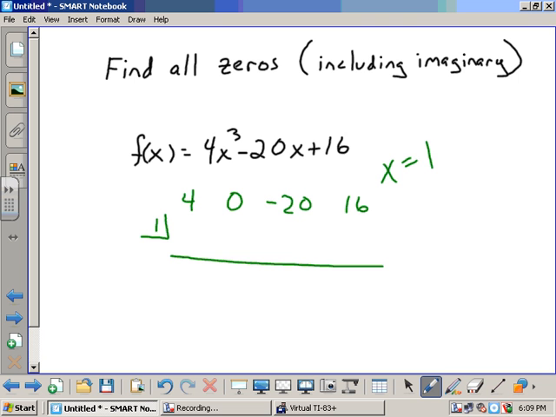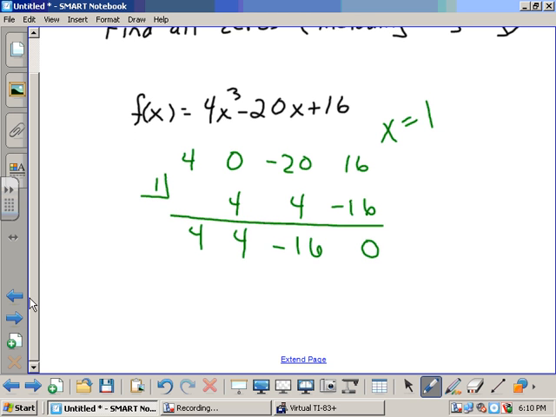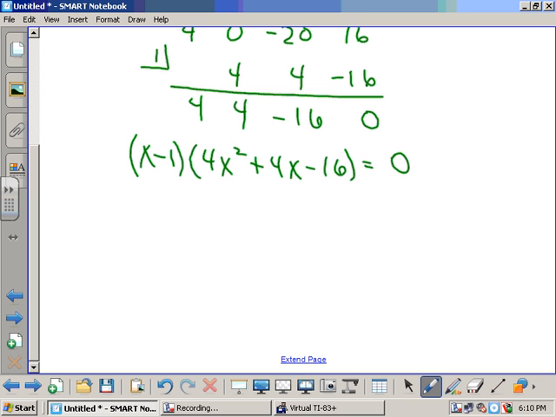And we're going through our synthetic division algorithm. So we're dropping the 4, multiplying, adding, multiplying, getting a remainder of 0. So what we did was we factored out x minus 1. That was our solution, x equals 1. And now what we're left with is 4x squared plus 4x minus 16. Okay, so now we're down to a quadratic. So the x minus 1 equals 0, that's finished. We know x equals 1. We knew that from the graph.